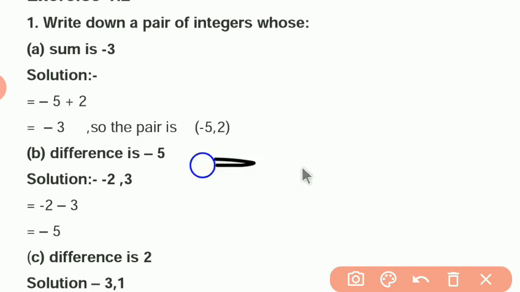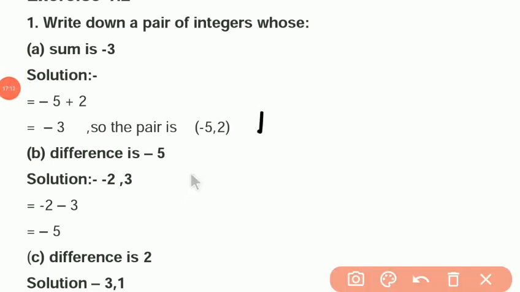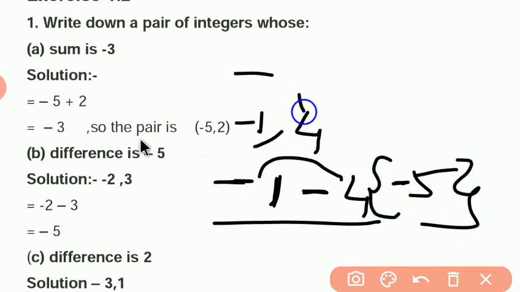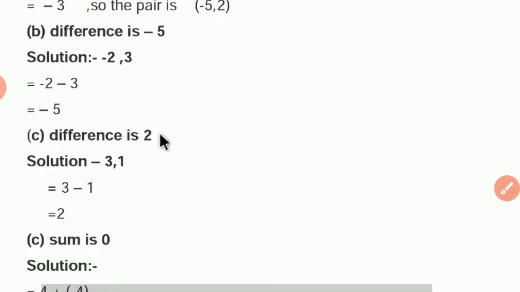You can see one more example here: minus 1 and 4. If we subtract these two numbers, minus 1 minus 4, so minus minus becomes plus. So 4 plus 1 is 5, and the sign will be minus. So you can see that if we take minus 1 and 4, we will get the same answer, minus 5. Here also you can take any numbers.